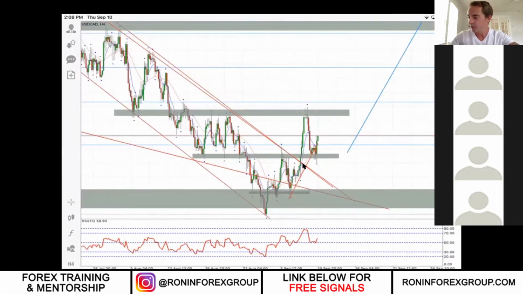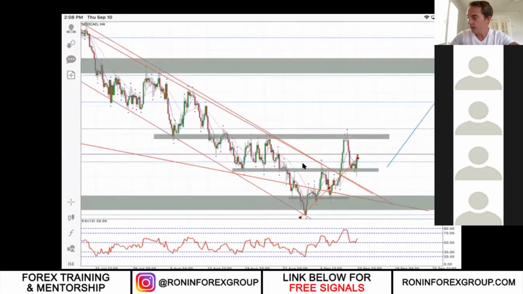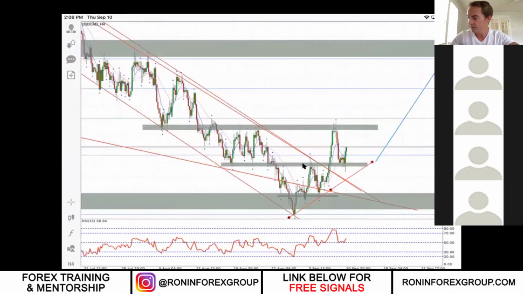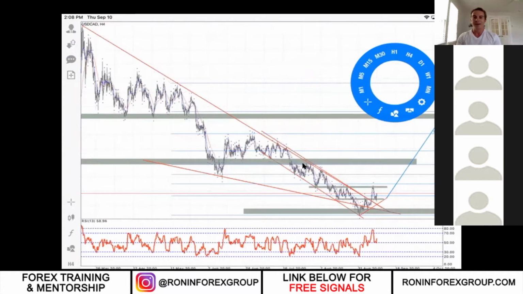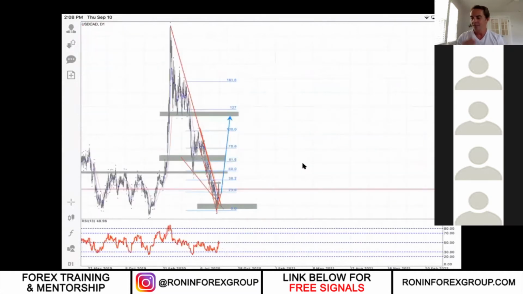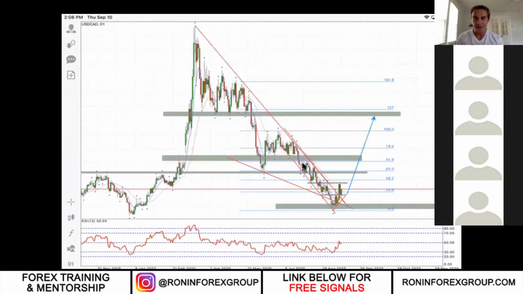And man, let me break down how this looks for you, because I know I have a lot of lines going all different ways right now. But in this pound CAD setup here, we have a classic textbook descending triangle. In a descending triangle, a lot of times before we get the big push to the upside, we get a false breakdown.